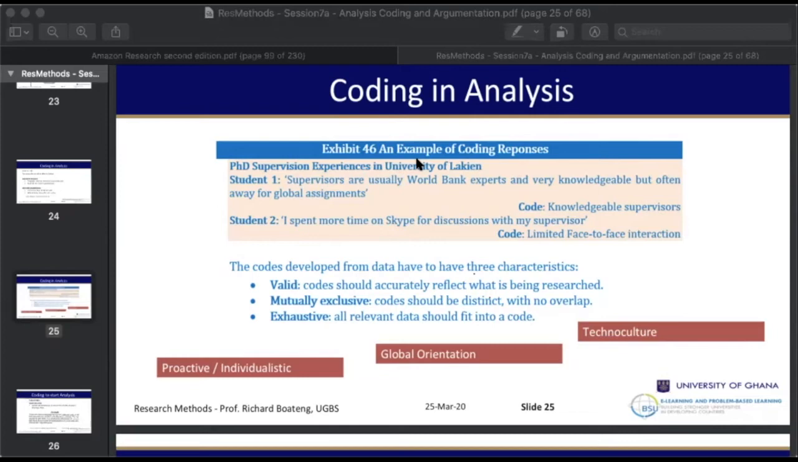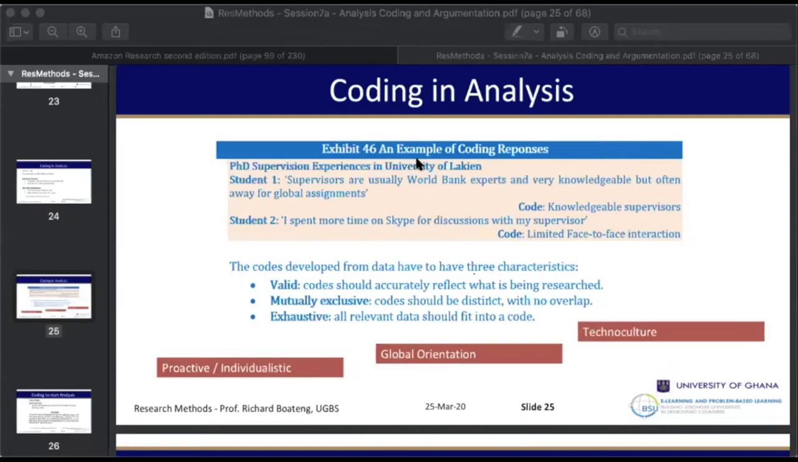Then you can go into detail and say that being proactive and individualistic stems from the fact that you will have limited interaction with your supervisor. Your supervisor is also busy, but he's a smart and knowledgeable person. So you have to be prepared to listen more and work more on your own. See how it goes. The explanation is built upon the labels I found in the analysis. Okay.